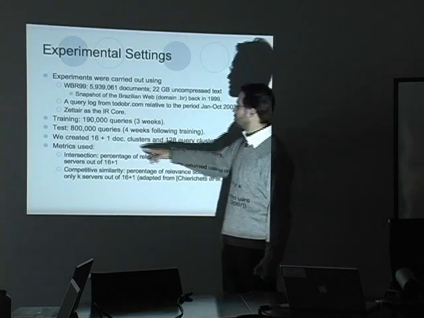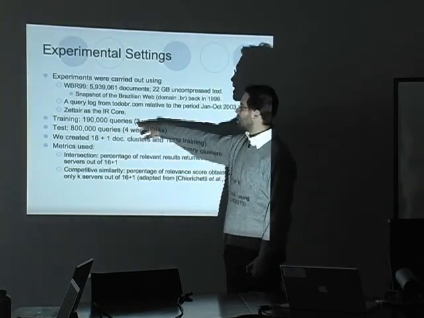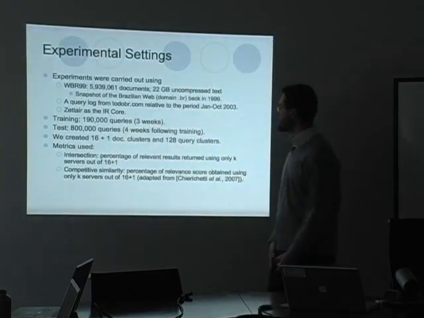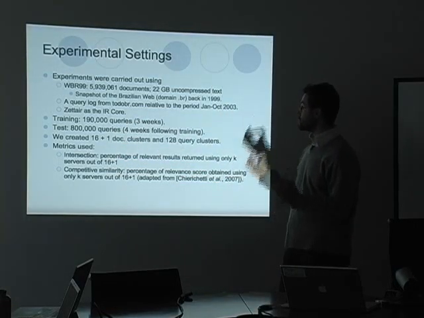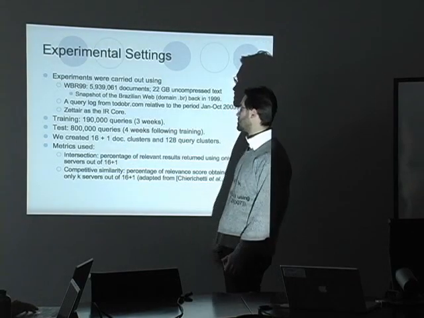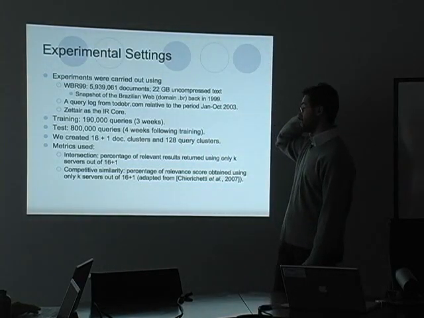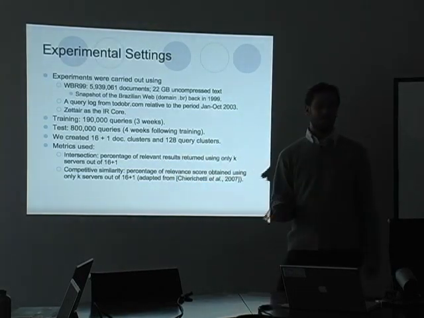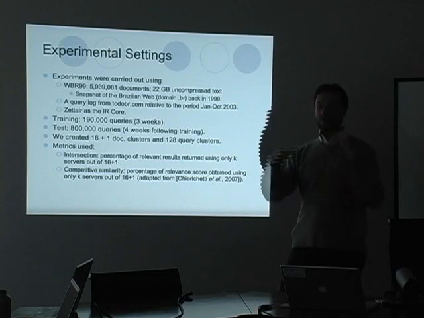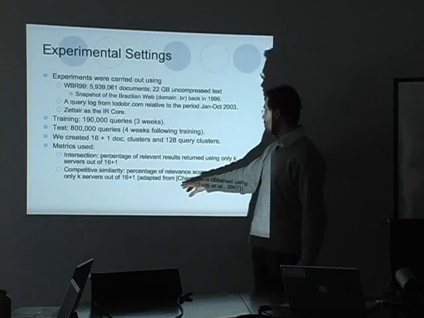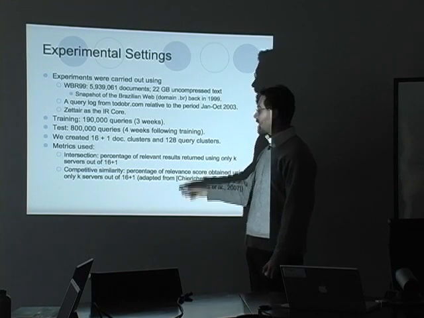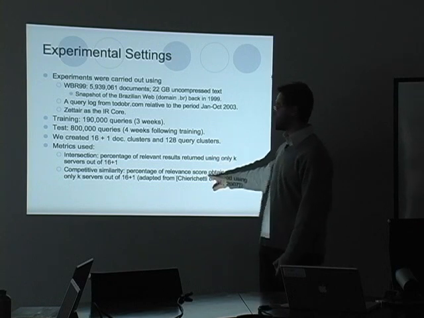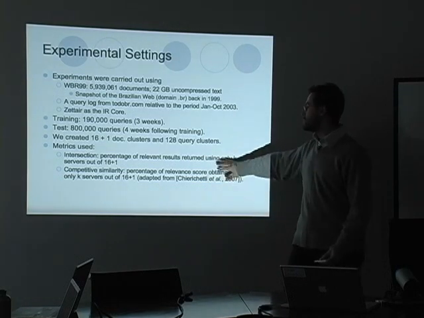And we tested with queries from the subsequent weeks. These are unique queries, and these are also repeated queries. So this is why it's so much smaller. The documents were split into 16 document clusters, and we created 128 query clusters. And we measured the intersection, that is the number of results we could find in a subset of servers with respect to the full index. We also used a more complex metric that was not just measuring the intersection, but the value, so the score of the results. But these gave similar results.